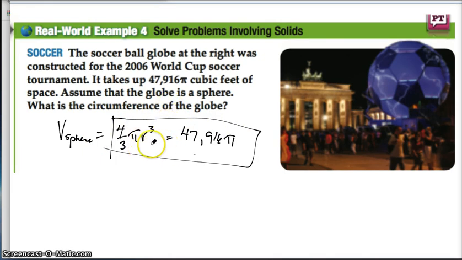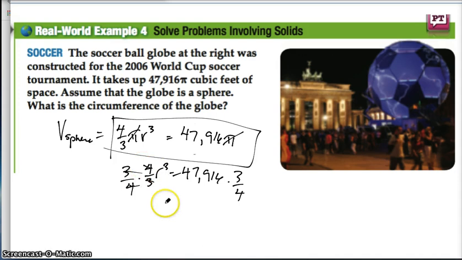So in order to find r, I'm going to do a little bit of work. I'm going to cancel out the pi's. I'm going to take my 4/3 r cubed is equal to 47,916, and I'm going to multiply both sides by 3/4. You see what we're doing? Those cancel out. R cubed is therefore equal to this thing here. And then I'm going to take the third root of it.